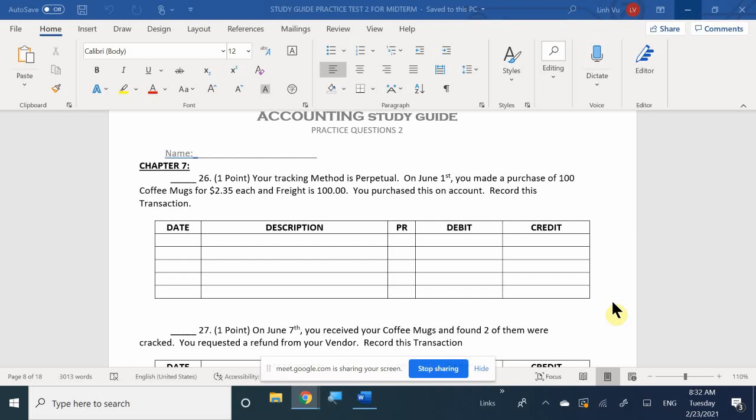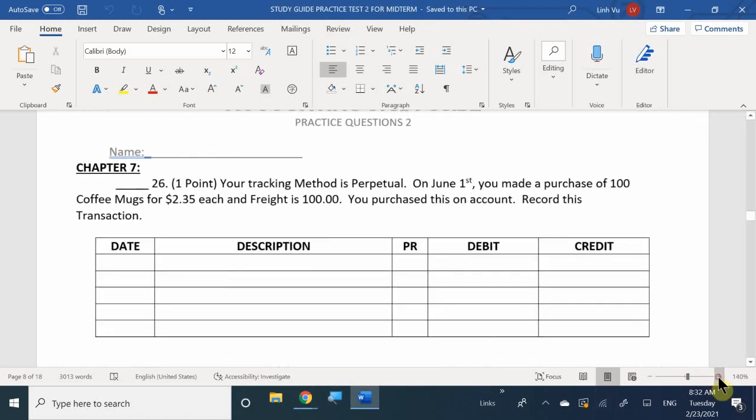Right, so this is where we left off from yesterday. What we're going to be doing today is reviewing chapters 7, 8, and 9. Chapters 7 and 8 were all about understanding perpetual inventory. Okay, so let's go ahead and go over this real quick.